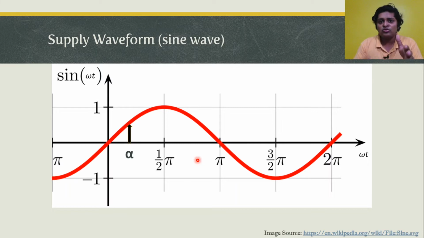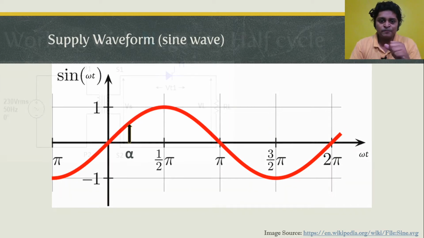As soon as the SCR goes in the off condition, the load current reduces to 0. As the load current reduces to 0, the load voltage will be 0. So at the instant pi, the supply voltage becomes 0, the load current flowing through the SCR becomes 0, and the load voltage becomes 0. So let's go for the working of the next half cycle, that is the negative half cycle.